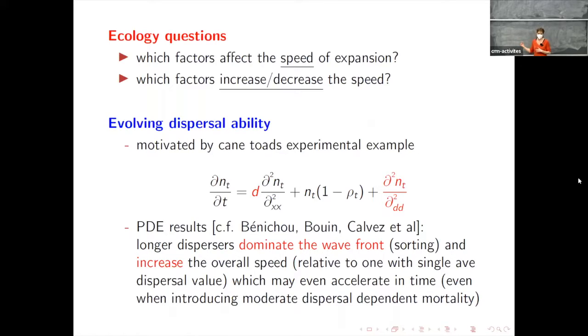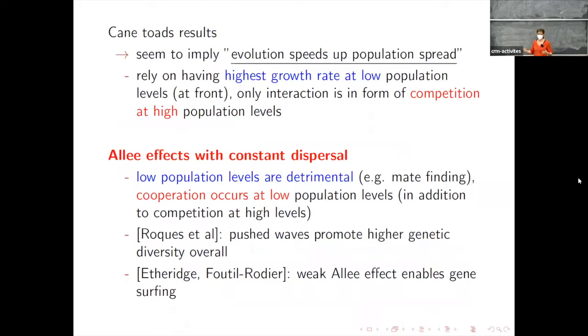Relative to what would happen if you had a single D trait of the average of the total population. And this may even accelerate over time. So even if you introduce mortality, even if your dispersal tends to kill you a bit more, gives you a cost in terms of death, this will happen unless the mortality is too high. So what does this seem to indicate?